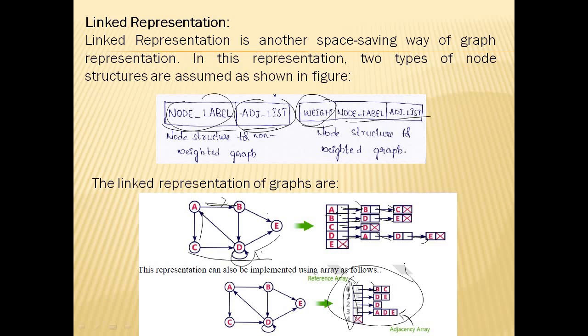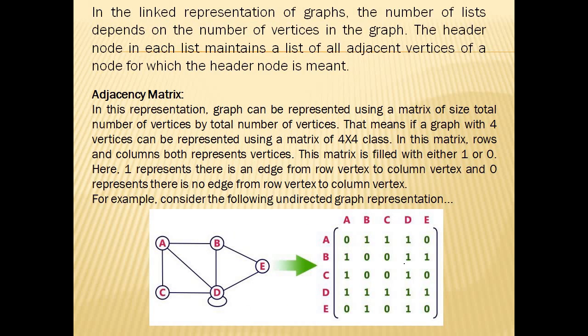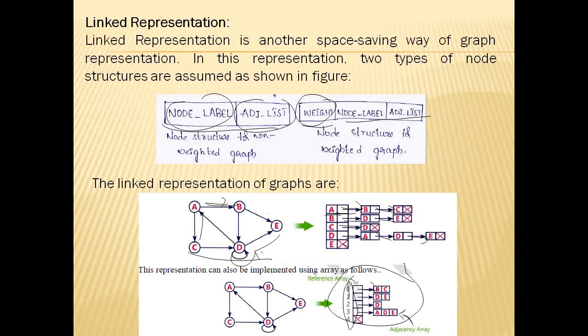So linked representation is nothing but an array structure where each cell is represented with a node label, meaning the vertex name, and then it points to all the adjacent vertices. Here in linked representation, the number of lists depends on the number of vertices. Here I created a 5-cell array because I have 5 vertices. If I have 10 vertices, then we need to go with 10 lists.